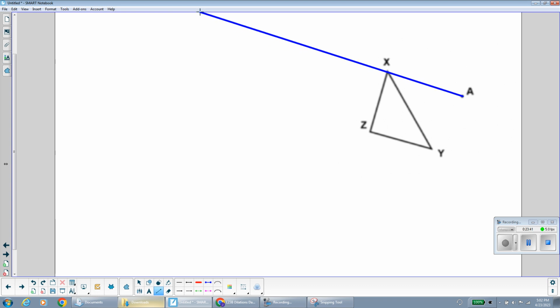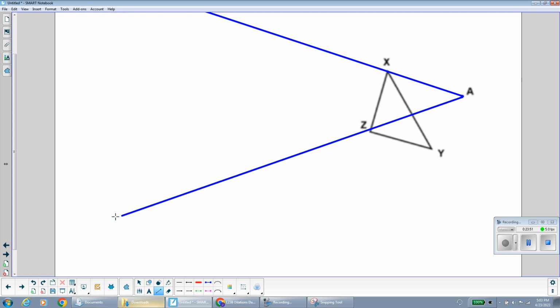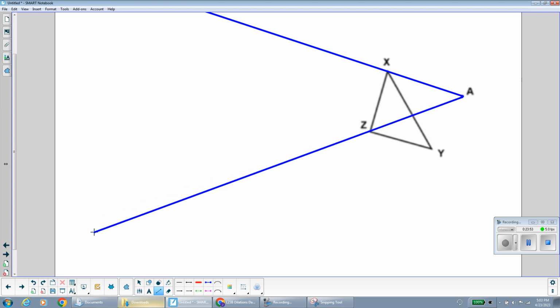Now, the reason I'm doing this is to help me find my image points at the end, because the pre-image points, center of dilation, and the image point should all be collinear. They should all lie along the same line. That's a property of dilations. So by making these straight lines now, it'll help me find the image point at the end.